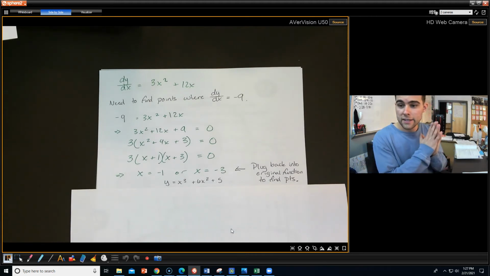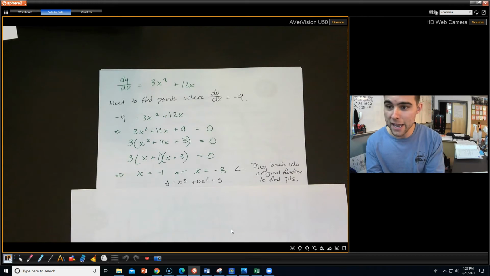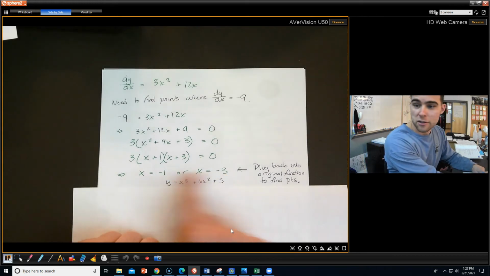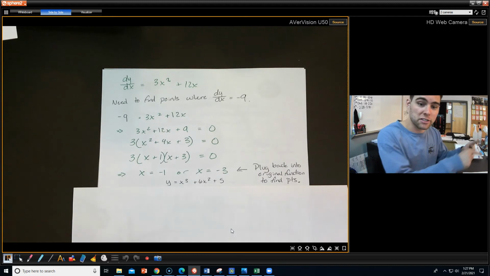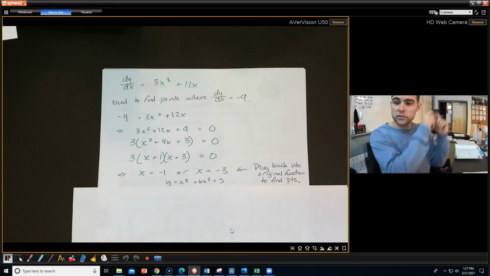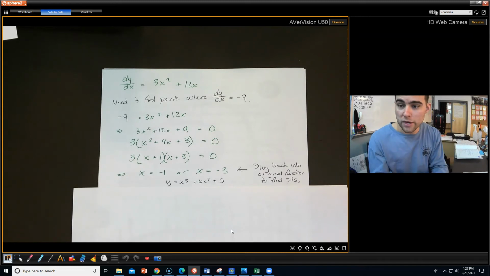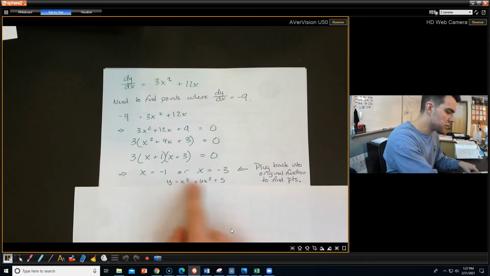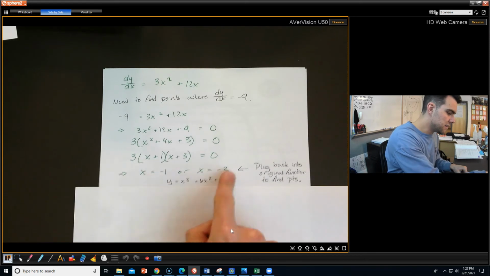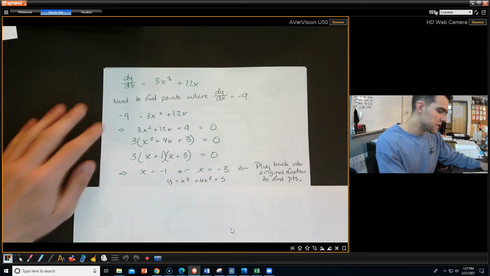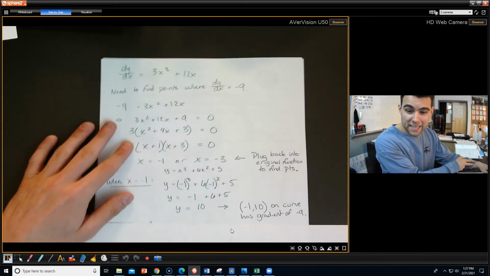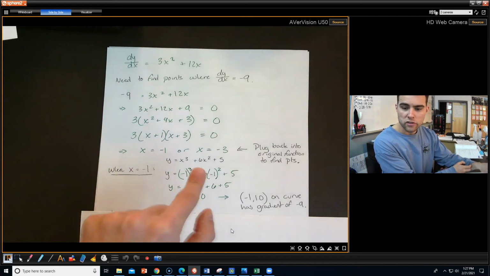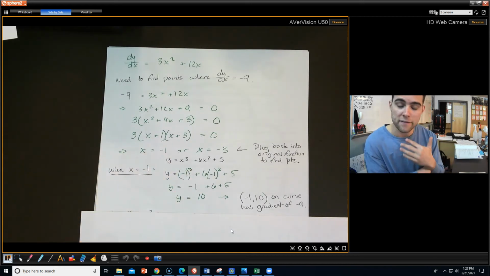And that is where the y-coordinate will actually come in handy, because now that we have the x-coordinate where it occurs, we need to actually find those points on the curve where it has a gradient of -9. So we have to actually take those x values and plug them back into our original function to find those points. Okay? So we take this original function, and we're going to plug these guys in and just find out what y values we get back. So I do this with my -1, I plug it in, and I end up finding that (-1, 10) on that original curve, that's where it has a gradient of -9.